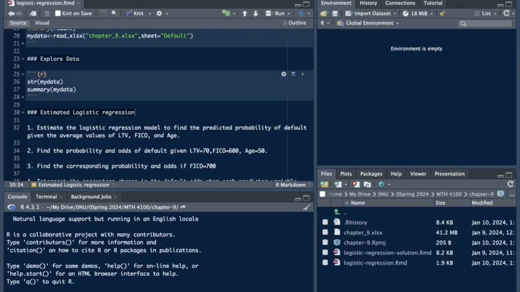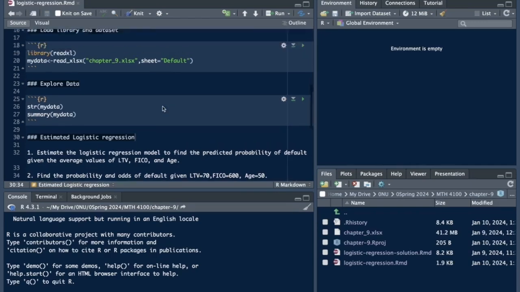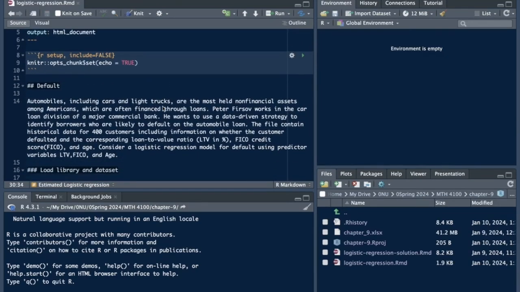In this recording, we will be doing an example about using logistic regression. It's about estimating a logistic regression model. As we discussed, we use logistic regression as one of the tools to estimate the response variable when the response variable is qualitative or categorical. So we are expecting a scenario where the response variable is categorical.